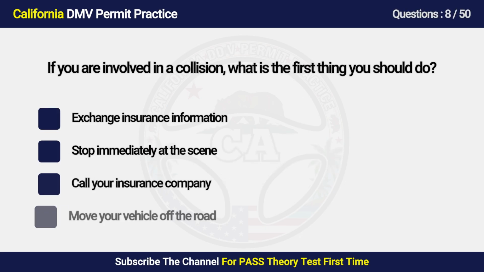Question 8. If you are involved in a collision, what is the first thing you should do? A. Exchange insurance information. B. Stop immediately at the scene. C. Call your insurance company. D. Move your vehicle off the road.